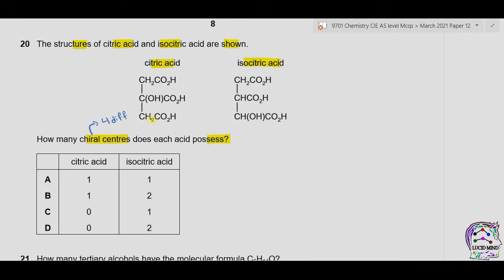Let's draw the structure of citric acid openly. We have first carbon having 2 hydrogens. Then we have carboxylic acid functional group. On second carbon we have OH and carboxylic acid functional group, OH on one side, carboxylic acid on the other. On third carbon we have 2 hydrogen and carboxylic acid functional group.